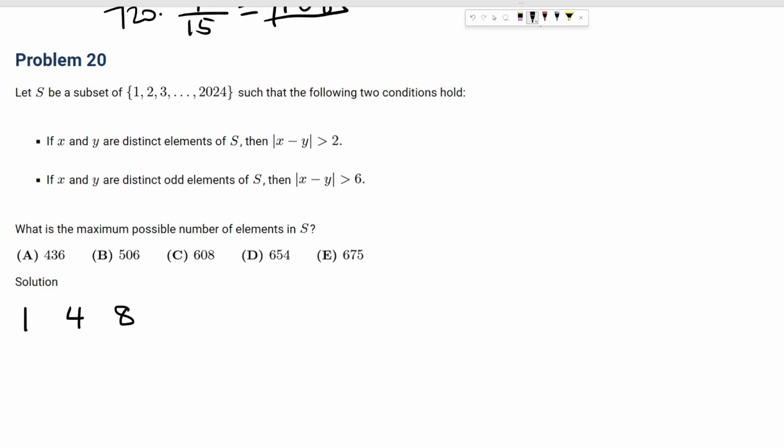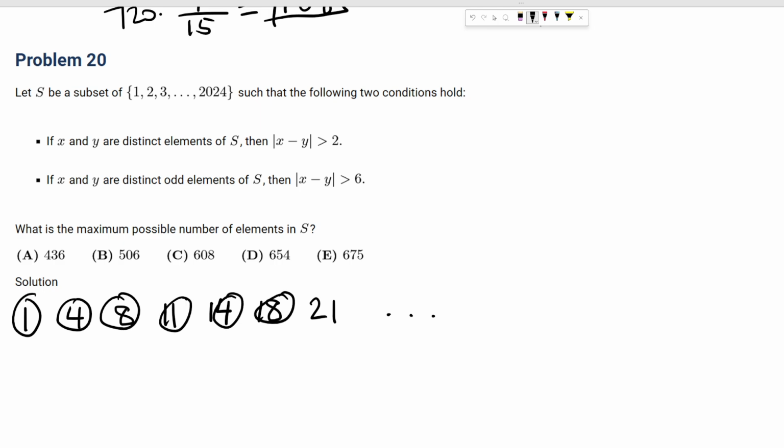So let's use 8 instead. And now our next number is 11. And now our next number is 14, because we keep adding 3. And then, once again, we can't have 17, since 11 and 17 are too close together. So we'll go 18, and then 21, and so on. And what you'll notice is that we're just getting the numbers with last digit 1, 4, and 8. How many of those are there? 3 times 202. But 2028 is not in there, so we have to subtract 1. So our answer is 605. What? Oh, 3 times 203. I'm a little ridiculous. 608.